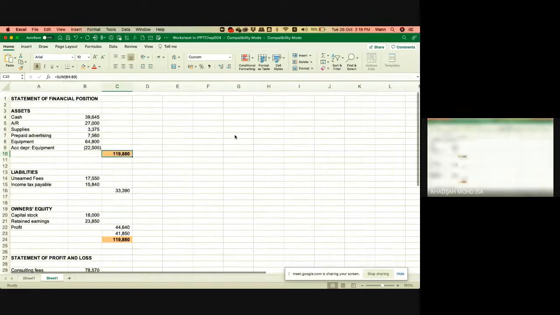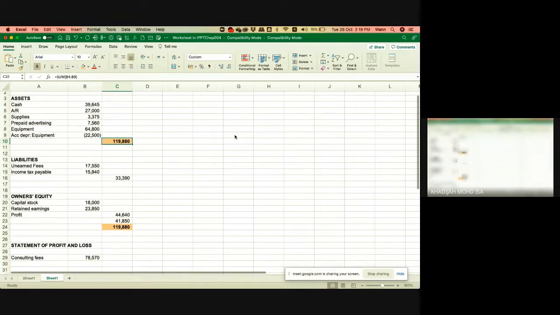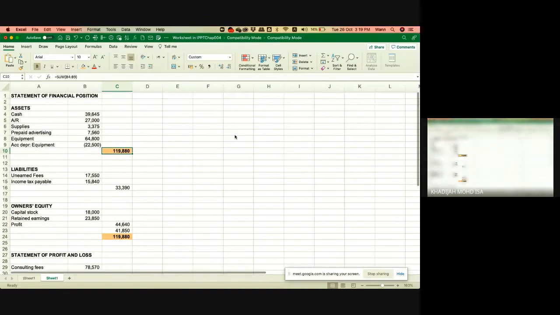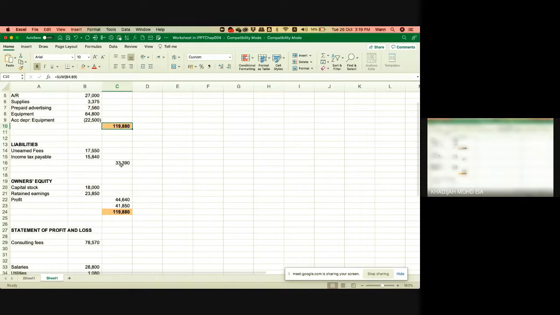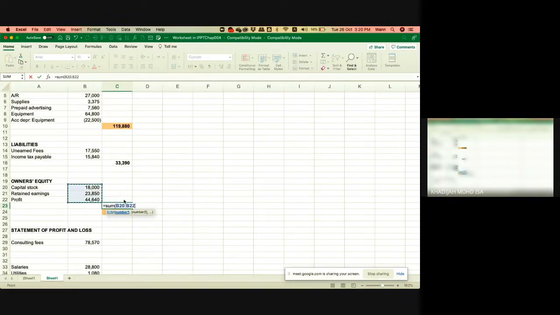So when I put all that into my statement of financial position, I have all the assets. Total assets is 119,880. My liabilities is my unearned fees and income tax payable. Right? So this one is total liabilities. This is my total owner's equity. This one is not here. Command F, command B, right? Command both. So this one is actually sum of this one. Okay, so that's how I get my liability 33,390, but my owner's equity is 44.